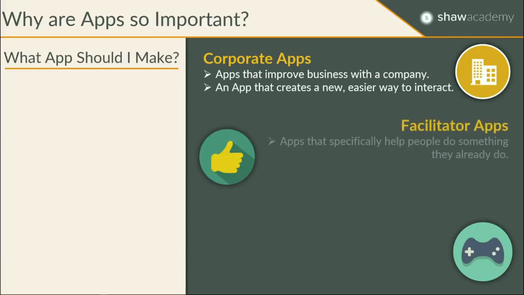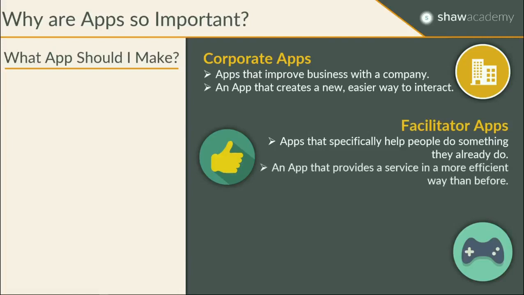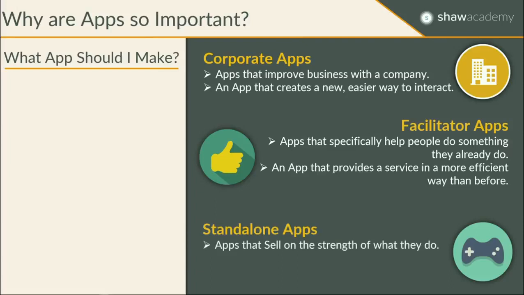There are facilitator apps as well, apps that specifically help people to do something they already do, and an app that provides a service in a more efficient way than before. Very good, Gerard. Focus on building a minimum viable product, and again we'll be talking about that in later lessons, but it's good to see you've got a good start. And then standalones as well, apps that sell on the strength of what they want to do, and an app that does something interesting or fun.